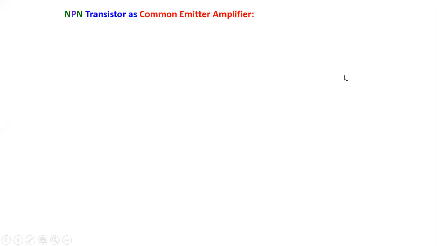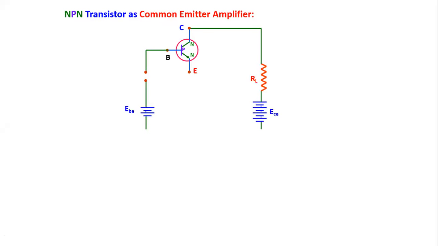Now the next article related to the transistor is the NPN transistor as an amplifier. So here we have to learn the common emitter amplifier. Now let me consider here an NPN transistor. This is emitter, base, collector. Now the emitter base junction we have to connect in forward bias, and the base collector junction is in reverse bias. So here this is a common emitter configuration. This emitter is common here.